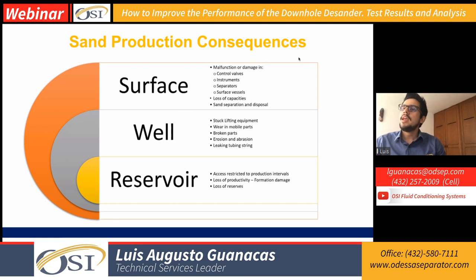On the surface is where the problem could be more severe because of the different connections, the use of control valves, instruments, separators, tanks, vessels. I could have many problems because of sand. I can lose the storage capacity of my tanks and I can have serious affectation in my surface facilities. How to control this? How can I manage this? And where can I set up my sand control system? So we can review this one in more detail.